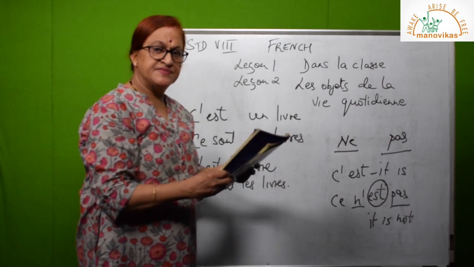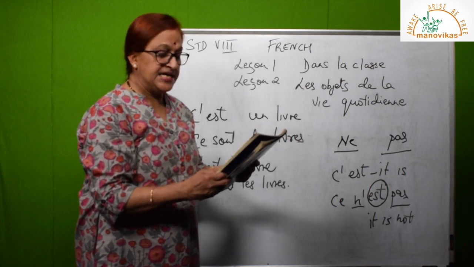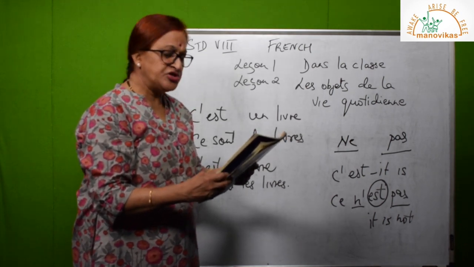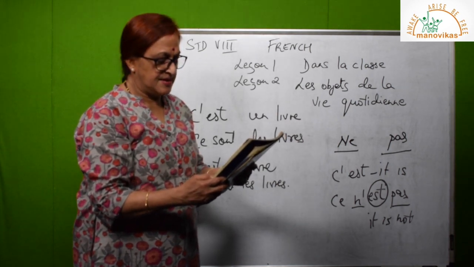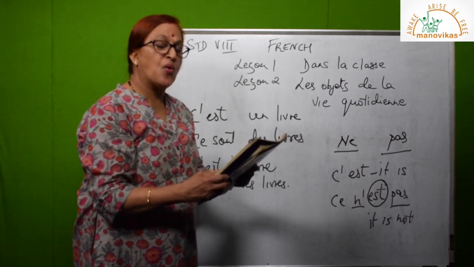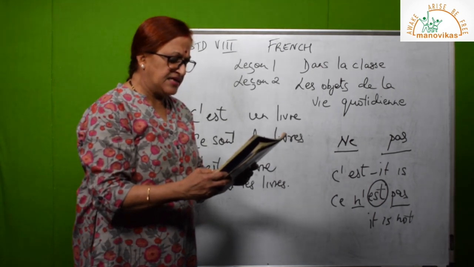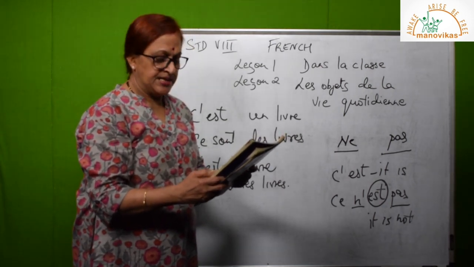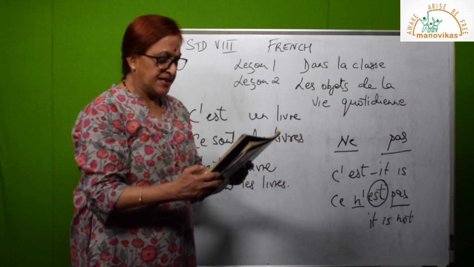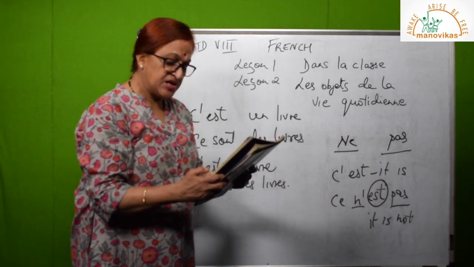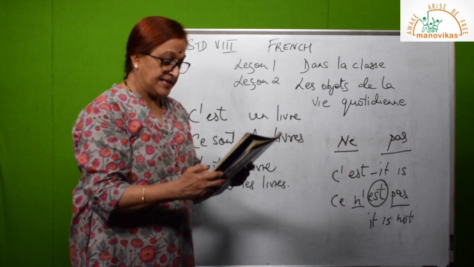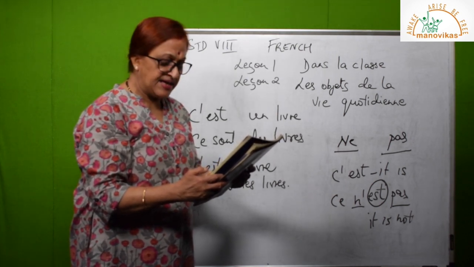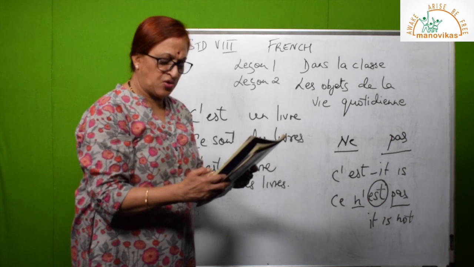Un livre, des livres. Une chaise, des chaises. Est-ce un livre? Est-ce que c'est un livre? Oui, c'est un livre. Est-ce que ce sont des livres? Oui, ce sont des livres. Est-ce que ce sont des cahiers? Non, ce ne sont pas des cahiers, ce sont des livres.